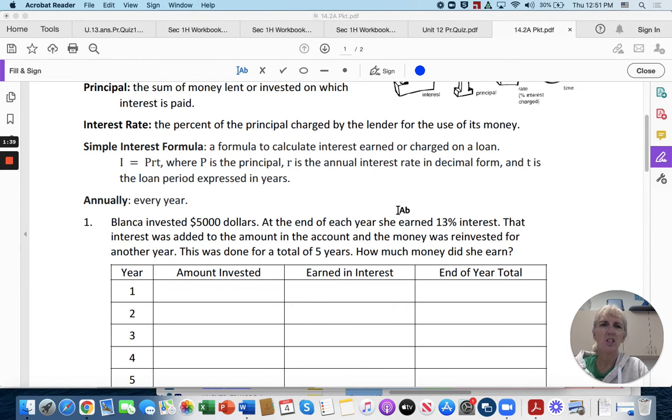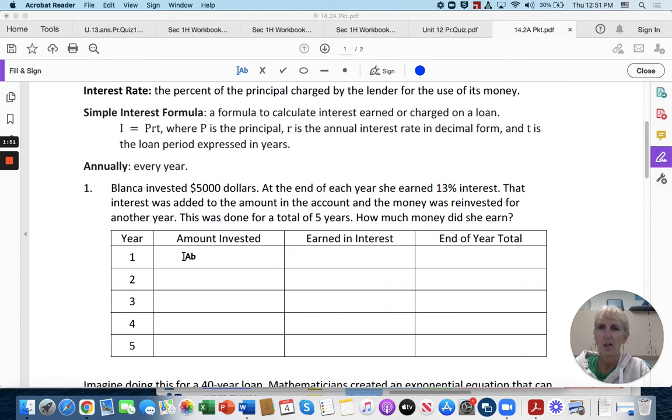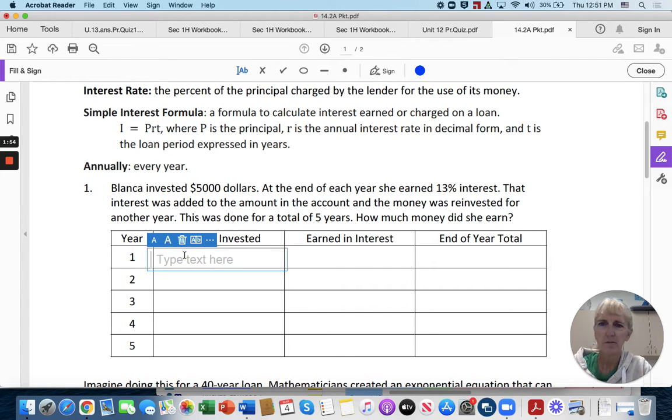At the end of each year, she earned 13% interest. That interest was added to the amount in the account, and the money was reinvested for another year. This was done for a total of 5 years. How much money did she earn? So first of all, we want to put in the amount of money that she invested. So she invested $5,000. Okay, so how much did she earn in interest? Well, we put $5,000 times, and we changed 13% to decimal, 0.13, and that equals $650.